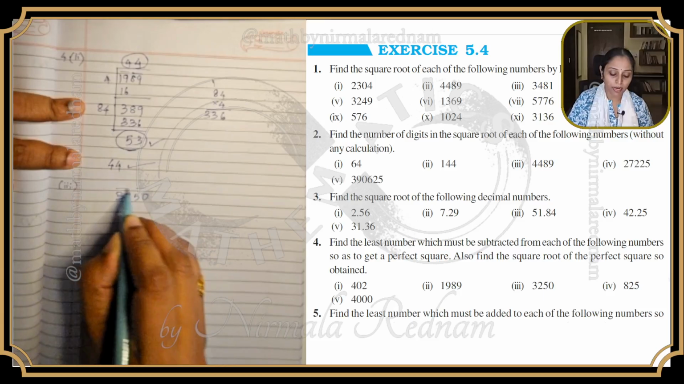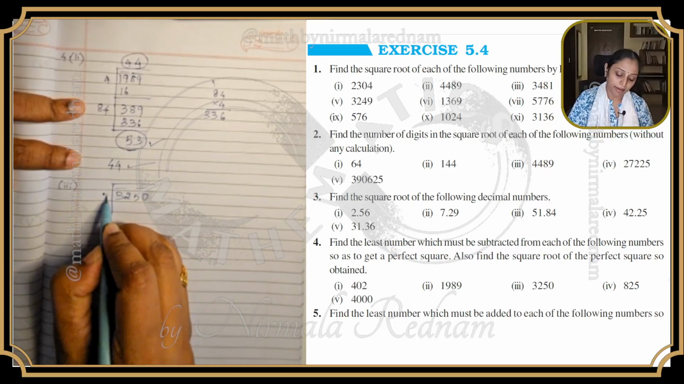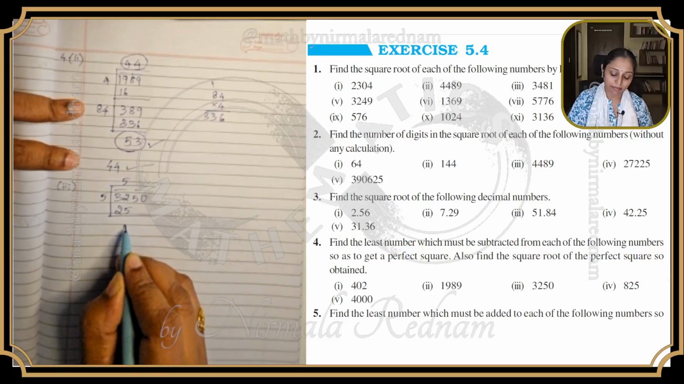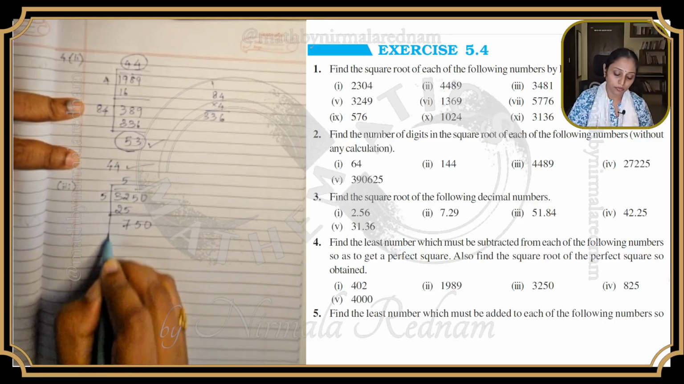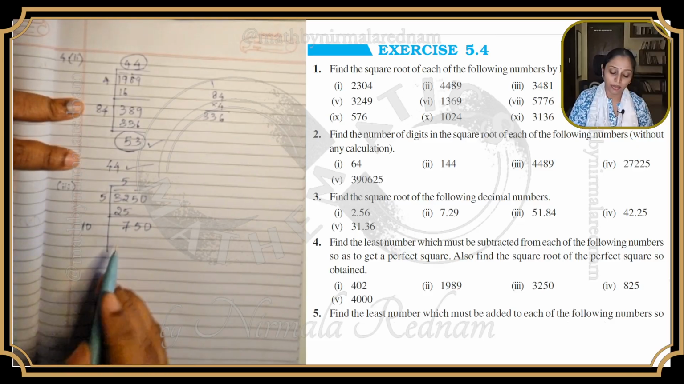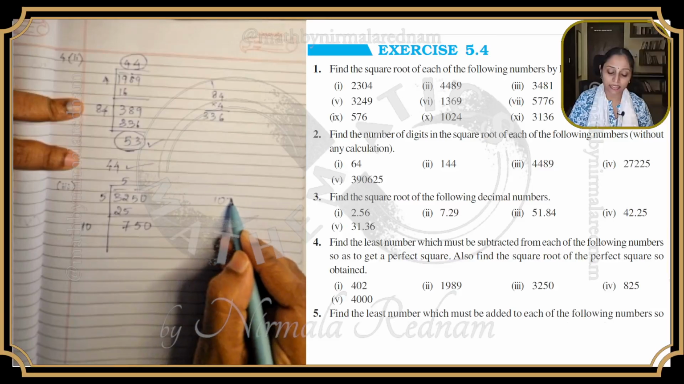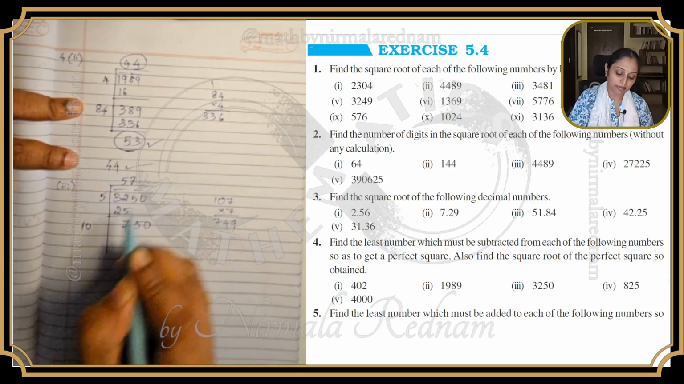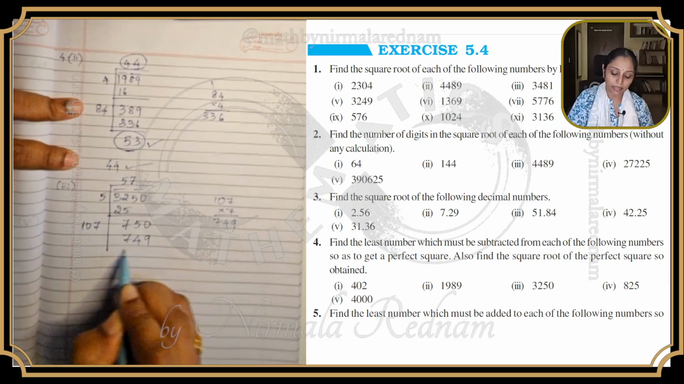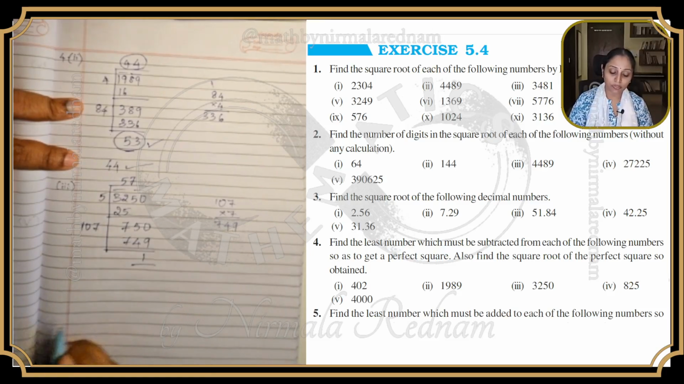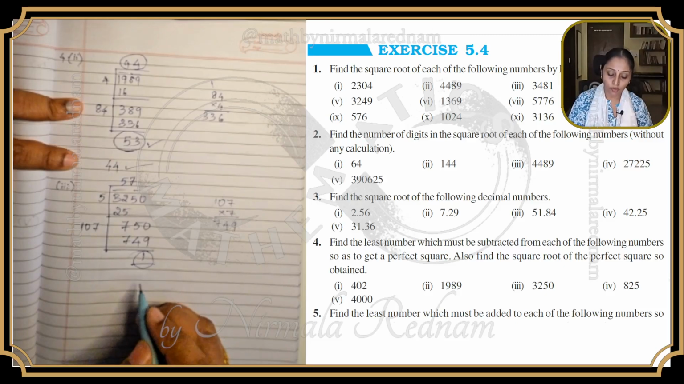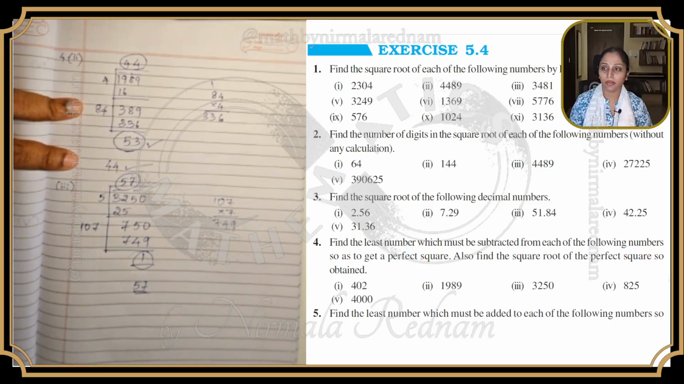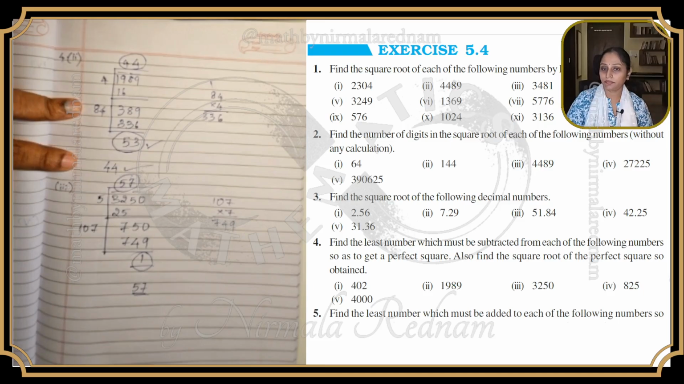Let's go to the third question. 3250. Put the bars. I have 5 square again, 25. The difference is 7, then 50. Double of 5 is 10. Here, because it's in the 700s, I'll quickly check 7 into 7, and it is working. So I have 7 into 7 is 49. The difference is 1. That means I have to subtract 1 from the given number to make it a perfect square. The square root is nothing but 57. So this is your third question.